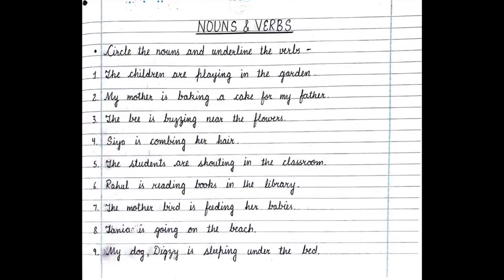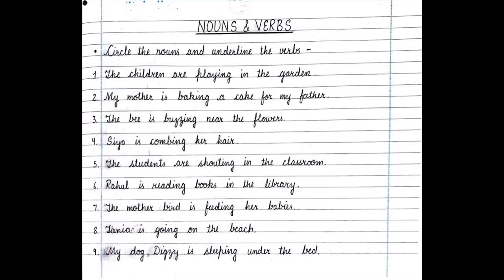Here, after reading the word children, immediately some persons came into my mind. Right? So that is a noun. After reading the word playing, some action came into my mind. That means this is an action word, verb. After reading the word garden, some place came into my mind. That means that is a noun. So children and garden are nouns here. They will be circled and playing is an action word. It will be underlined. Alright? Similarly, you will do in all the sentences.